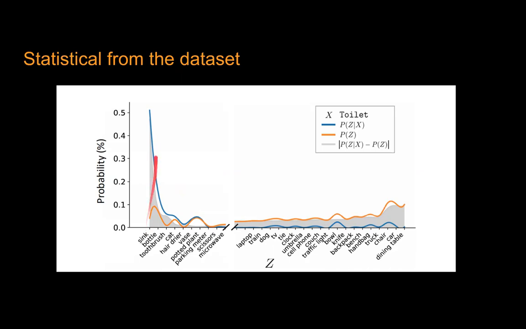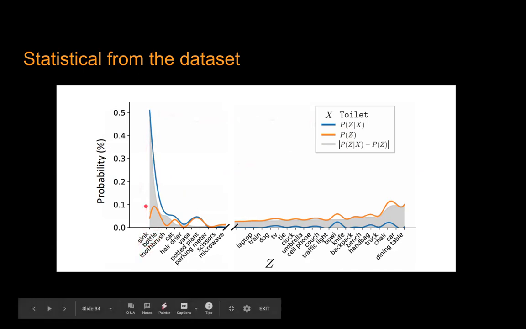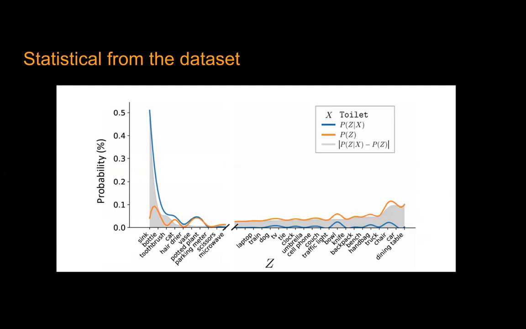And we see an interesting thing. What's the huge gap? When will the p of z given x be much larger than the p of z? We know that the objects are sink, bottle, and toothbrush. Those kinds of objects always exist in the toilet, right? So this is a kind of confounder, because when you observe sink, bottle, and toothbrush, this can cause you to observe both the toilet and the person. It is a confounder.